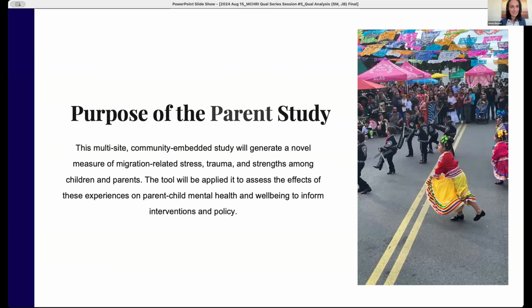Next slide. As was mentioned in the beginning, this is part of a bigger parent study that's looking at informing the development of a measure that we're hoping can be used in both research and clinical contexts. So eventually, this qualitative phase is building into the development of a questionnaire-based quantitative measure that will be used to look at these three dimensions of stress, trauma, and strengths as they impact youth mental health.